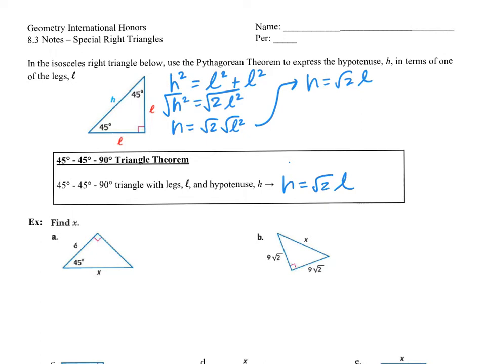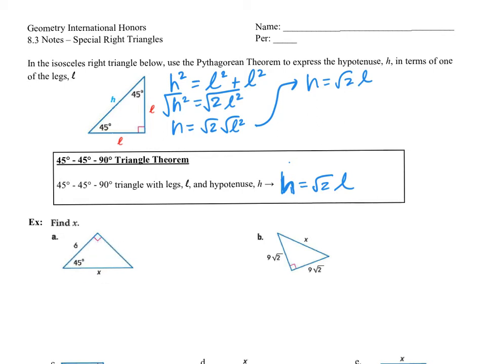So in other words, this is like a shortcut to the Pythagorean theorem. Whenever we are dealing with a 45, 45, 90 triangle, we can always just use this relationship that the hypotenuse is equal to the square root of 2 times one of the legs, and we don't have to use the Pythagorean theorem.